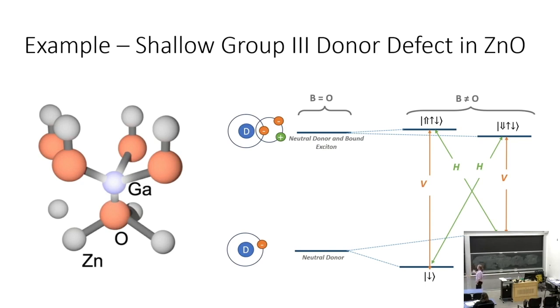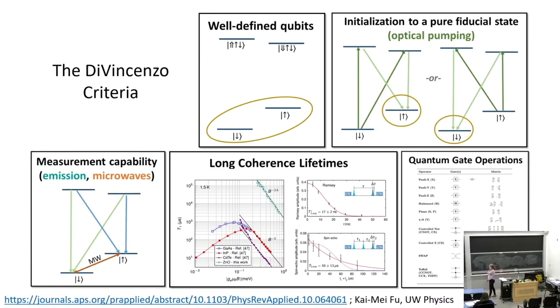Then when we apply a magnetic field, we get Zeeman splitting of both our neutral donor state and our excited exciton bound state. This gives us a mechanism, a lot like what we looked at for NV centers, to selectively initialize either of these two spin states in our Zeeman split ground state. So this is a really great way to map onto the DiVincenzo criteria. These are well-defined qubits. They can, in principle, be made scalably. We can make lots of them.